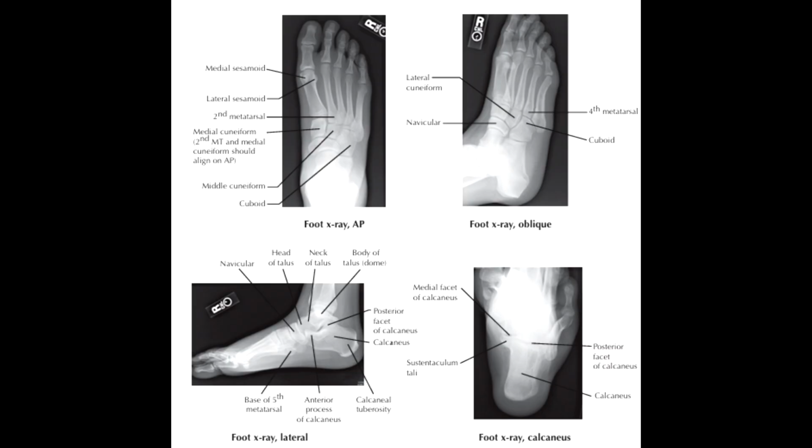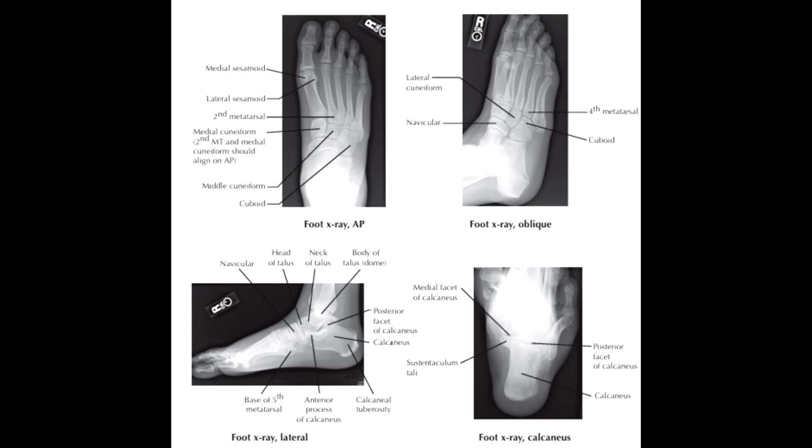When we put all of these views together, AP, oblique, lateral, Harris, canal, Broden, stress, and sesamoid projections, we gain a comprehensive radiographic map of the foot. Each view reveals a different angle, a different set of articulations, and a different potential pathology.